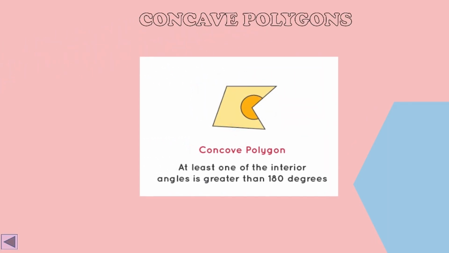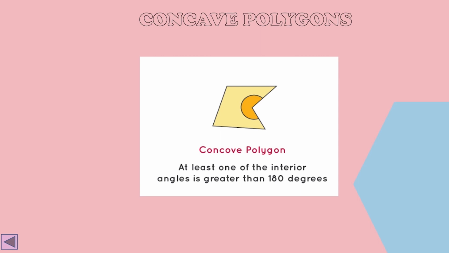So here's an example of a concave polygon. This is a pentagon, a five-sided polygon. As you can see, one of the vertices of this pentagon is pointing inward towards the interior of the polygon. So this is an example of a concave polygon because it has at least one interior angle that measures more than 180 degrees. In this case, the angle formed at the concave vertex is greater than 180 degrees, which makes the pentagon concave.